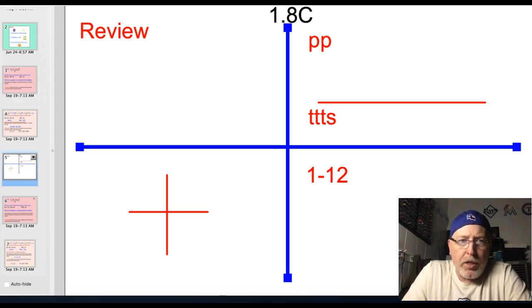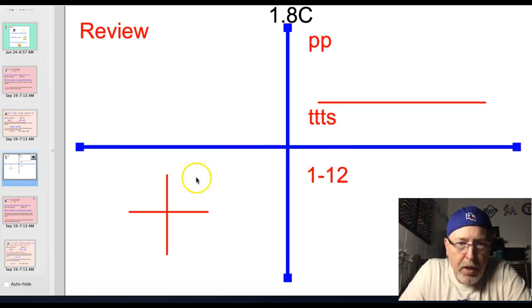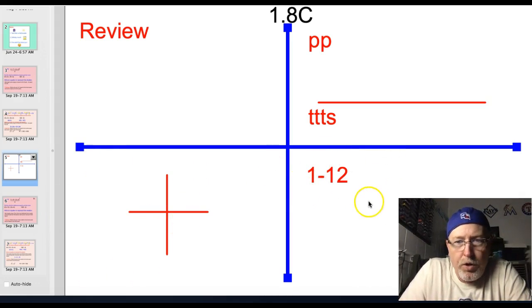I'll have you set your paper up like this tonight. Review in the top left, video work in the top right. Don't forget to put that line right above your pause problems to separate them from your ticket to the show problems. That really helps me out. 4 blocker in the bottom left, 1 through 12 bottom right.